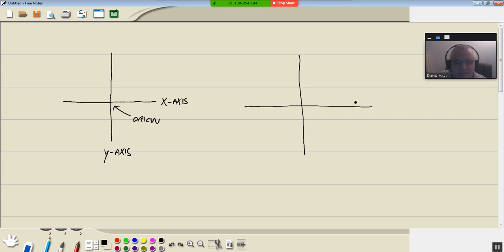Now, if we look at something called the quadrants, sometimes you'll have problems refer to which quadrant it falls in. This is our first quadrant. This is our second quadrant. This is our third quadrant. And this is our fourth quadrant. So it doesn't go quite maybe in the direction you might think. Let me go ahead and clear those off.